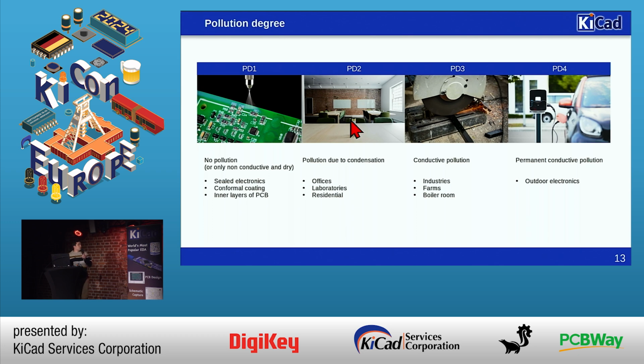Pollution degree 3, on the other hand, we expect pollution. Might it be because of the environment or because of the product itself? Maybe there are tiny particles of metal dust flowing around. And pollution degree 4 is mainly for other electronics everywhere, where there's a permanent pollution. We can get from pollution degree 4 to pollution degree 1 by applying conformal coating. And those are basically what influence the target clearance distance.